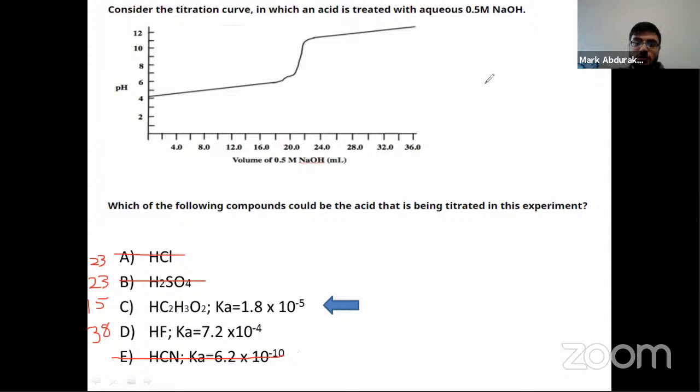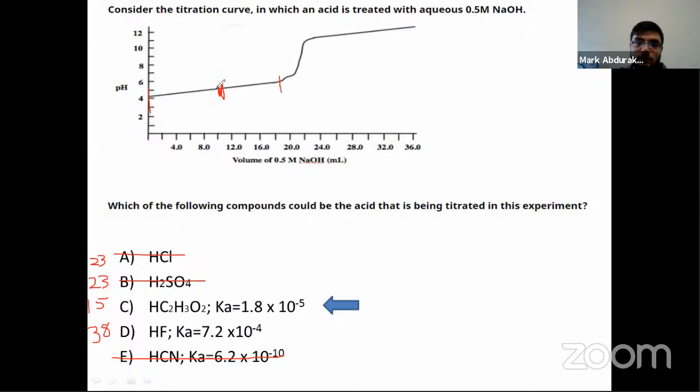Between these, how would you differentiate? Well, they're all weak acids. As mentioned, HF is a weak acid, and these are all weak acids as well. Because they're all weak and monoprotic, you have to look at the Ka value. Like I mentioned, the midpoint is related to the Ka value. It goes from here to here about, so the midpoint should be about here, let's say.